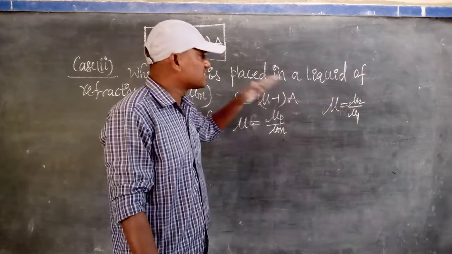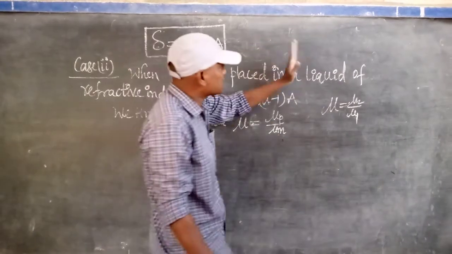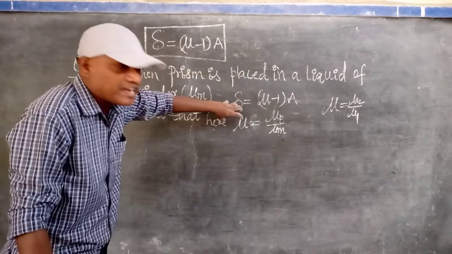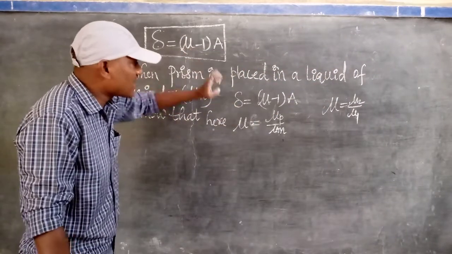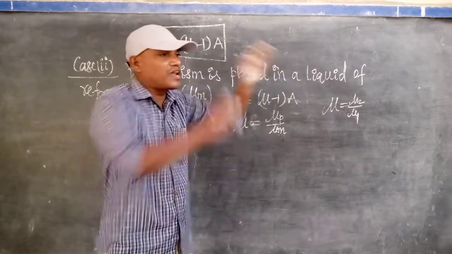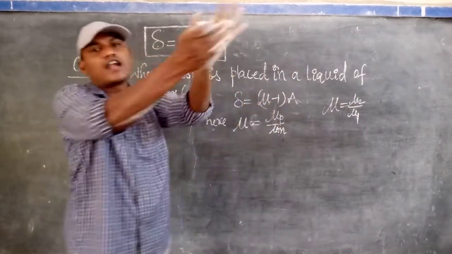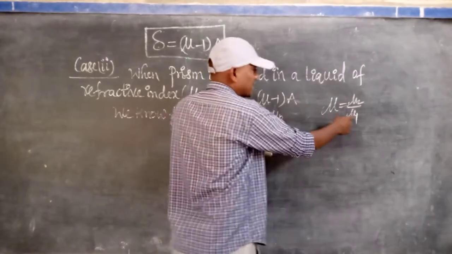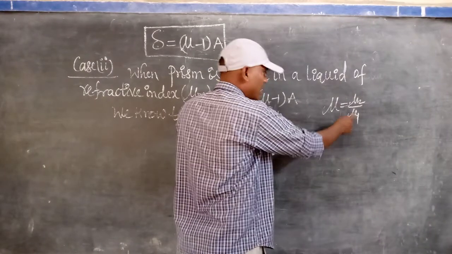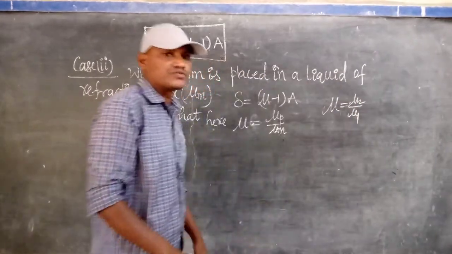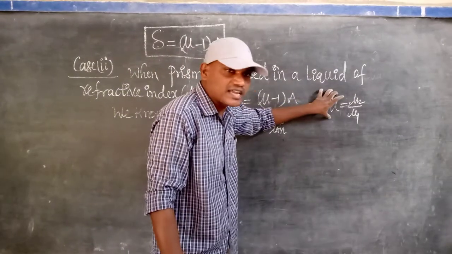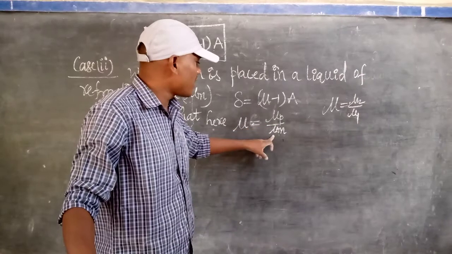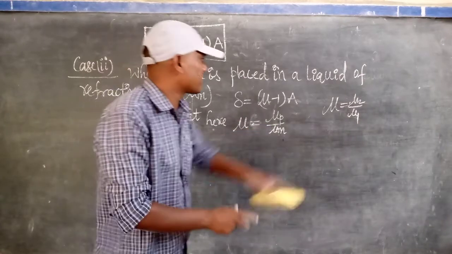Because initially in the diagram, light travels from air to prism. But when the prism is placed in a liquid, light travels from liquid to prism. That's why liquid is the first medium and prism is the second medium. So the liquid medium's refractive index is mu1 and the prism refractive index is mu2. That's why relative refractive index equals mu2 upon mu1, like that, mu p upon mu m. That way we can write.